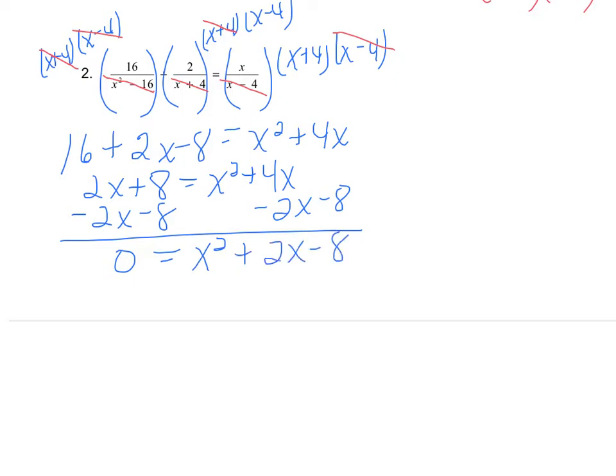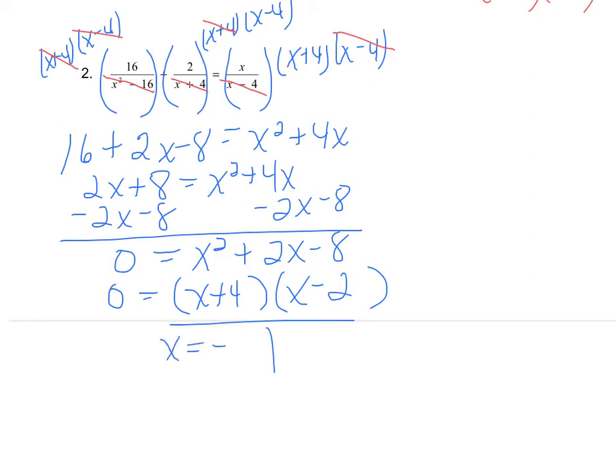I'm going to go ahead and see if I can factor. Factors of a negative 8 that give me a positive 2 are plus 4 and minus 2. So I get x as a negative 4 and I get x as a positive 2. Now I have to check my answers. Well, the first thing I need to check is, do any of those answers make any of those denominators equal to 0? Negative 4 does, because negative 4 squared is positive 16, minus 16 is 0, so it makes the first fraction undefined. As long as it makes just one fraction undefined, it has to be rejected.